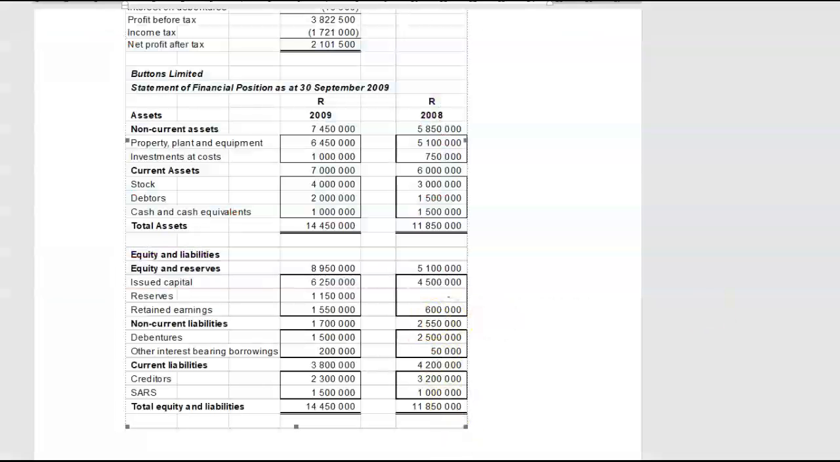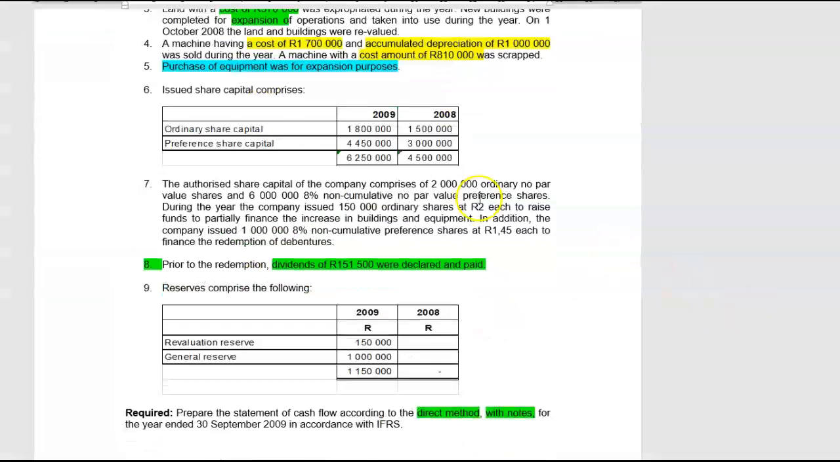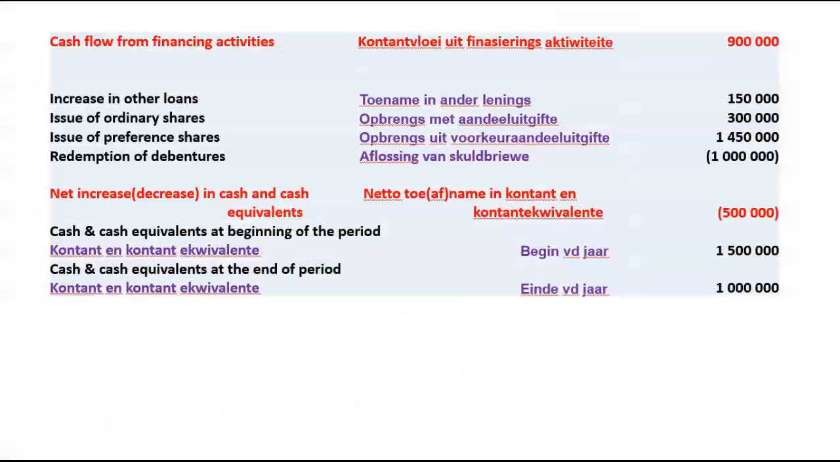If you're going to have a look at the breakdown of capital, here they gave us the issued share capital. Clearly there was an increase in ordinary shares issued during the year of 300,000, and clearly there was an increase of pref share capital issued for the year of 1,450. So it's cash inflow, issue of ordinary shares, and issue of preference shares. And we can work out the net there. It's a total inflow of cash out of financing activities of 900,000 rand.